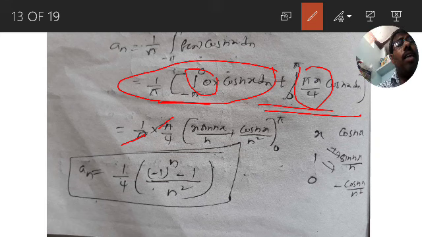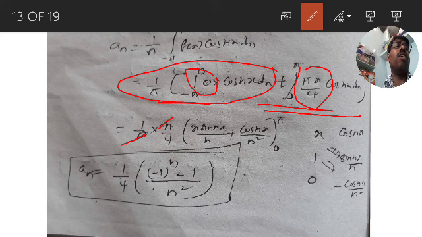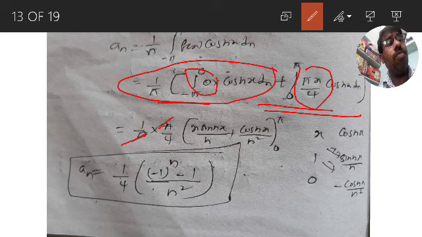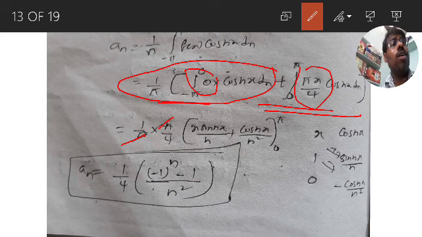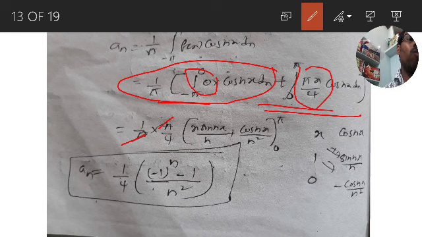Now the integration of x into cos nx. For x into cos nx, you have to go for the product rule, that is the Bernoulli rule. x is an algebraic function, so it is first, and cos nx is a trigonometric function, which comes after algebraic, as per the ILATE rule. So the first function is x and the second function is cos nx. The derivative of x is 1 and the derivative of 1 is 0.